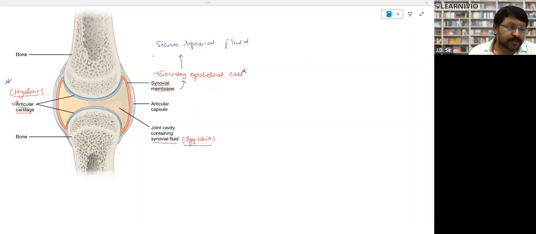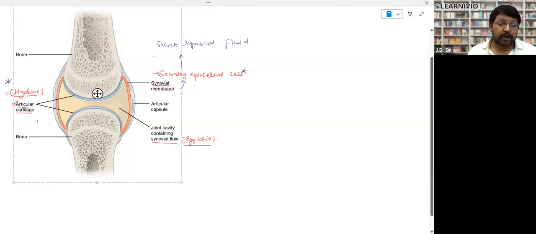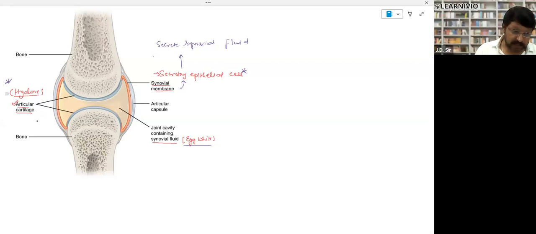So this is a bone, this is another bone. The head of the bone is made up of cartilage. These cartilages are called articular cartilage. This is a very important part, try to understand. Even this question has been asked. The cartilage which is found at the head of our movable bone is called hyaline cartilage. Hyaline cartilage is a very clear or transparent kind of cartilage.